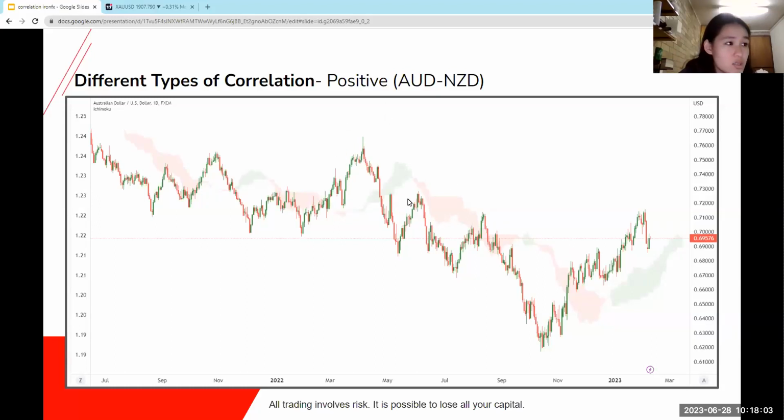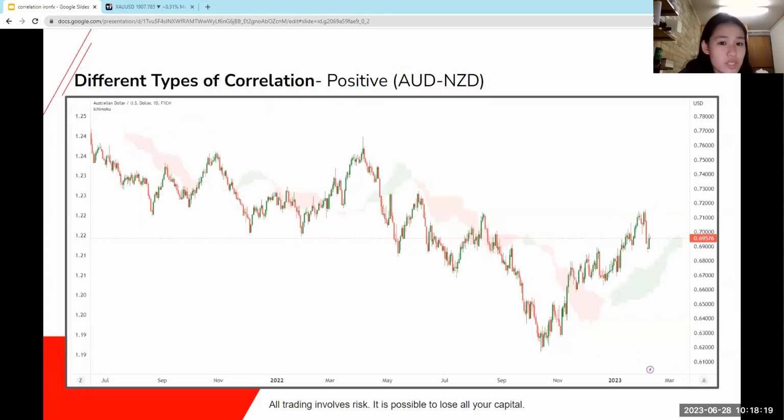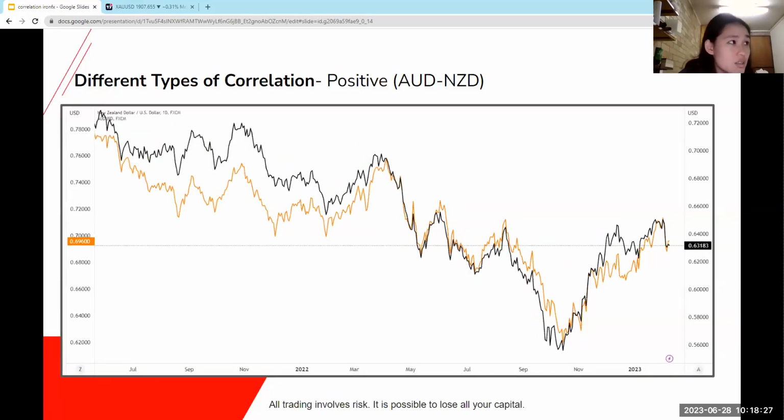But we can point out these three swing highs are similar to these three swing highs on our Kiwi dollar. Once you compare the main graphical features of a chart, it's pretty easy to spot the similarities. But of course, if we use this feature that they provide on TradingView, it's a lot easier to see exactly how similar these charts are if you're comparing for correlatedness.